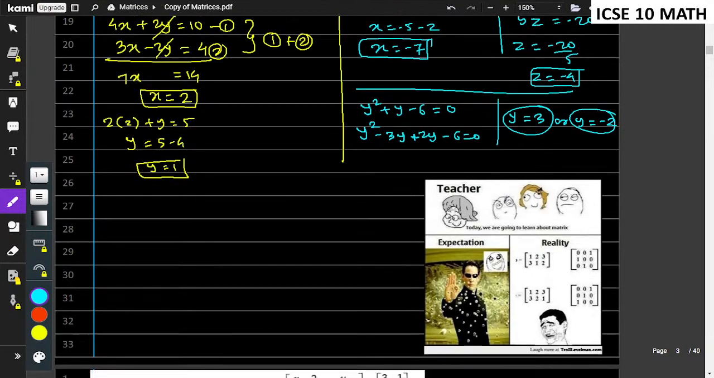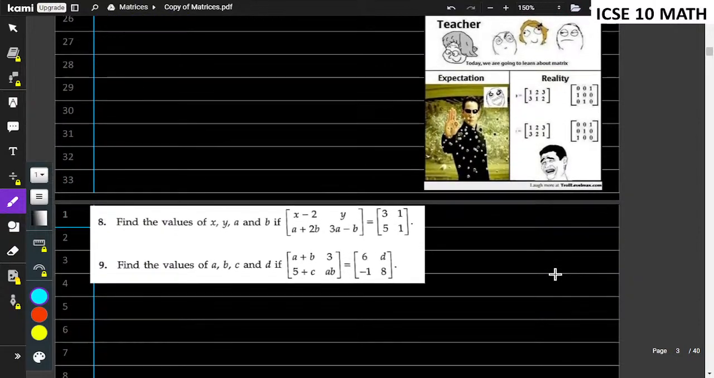Let's see a joke. Today we are going to learn a matrix. Not matrix, this matrix. Okay.